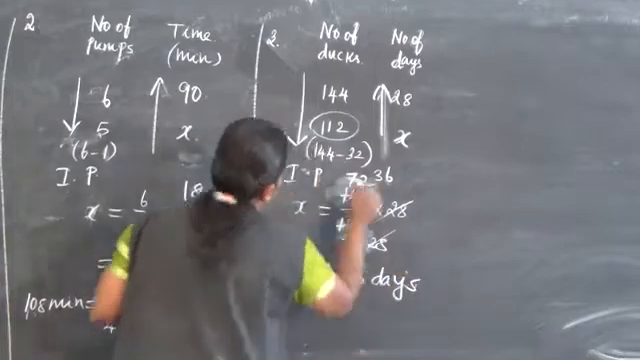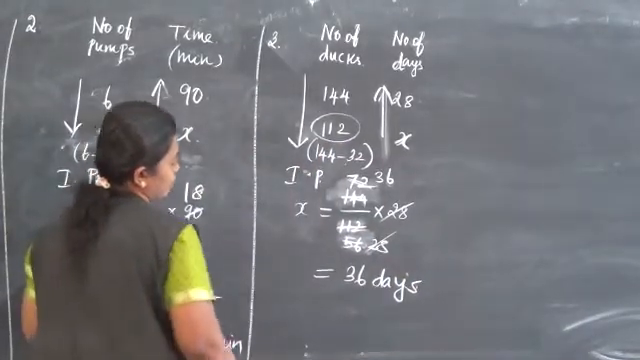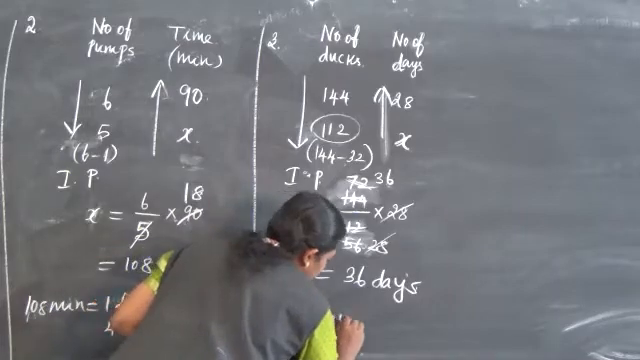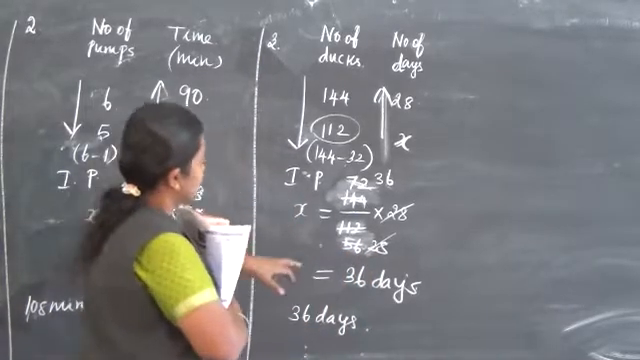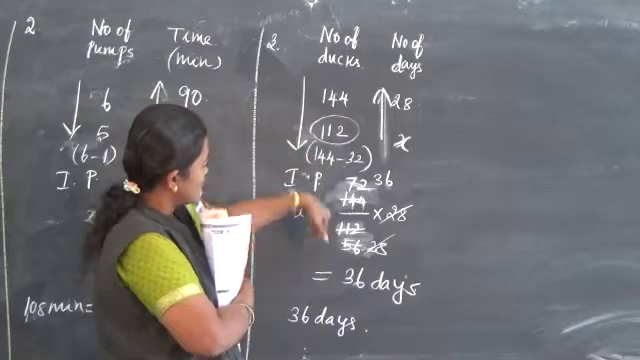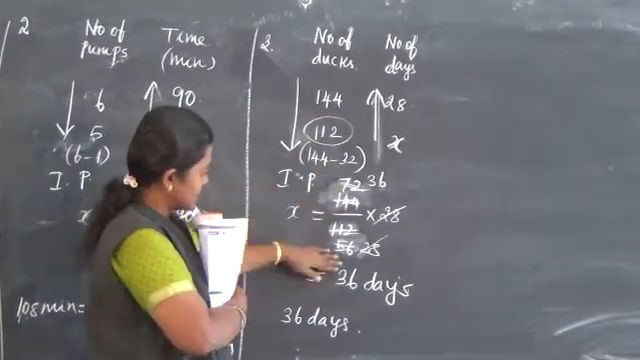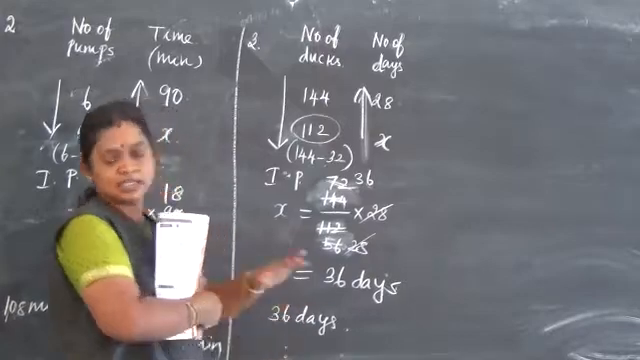For 112 ducks, we have enough food for 36 days. So the answer is 36 days. That's a mistake I made. Instead of 112, I had written 122. That's why we were struggling. So now, when you are cancelling, we are getting 36 days.